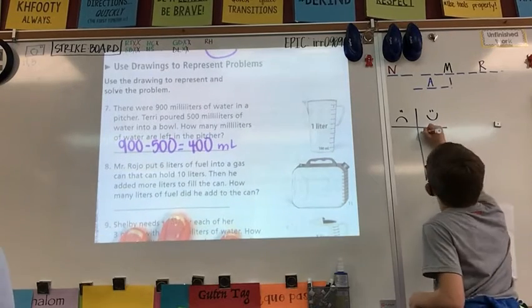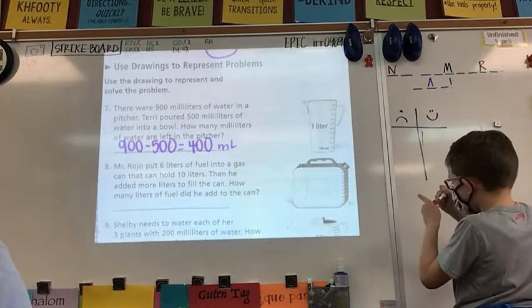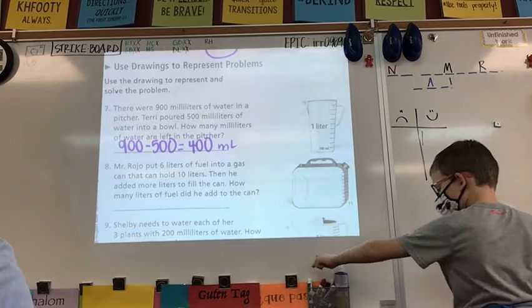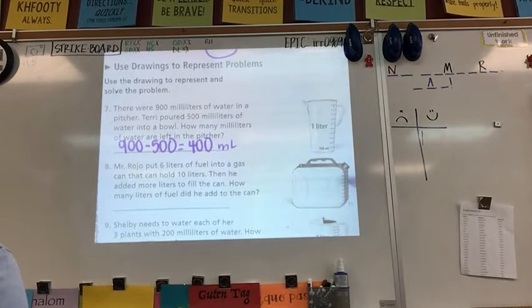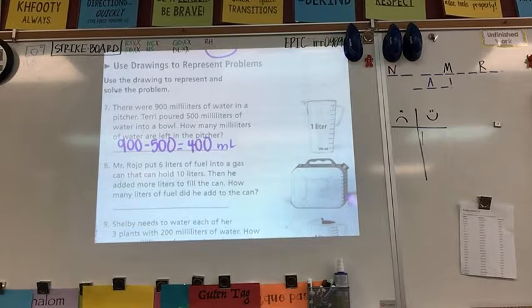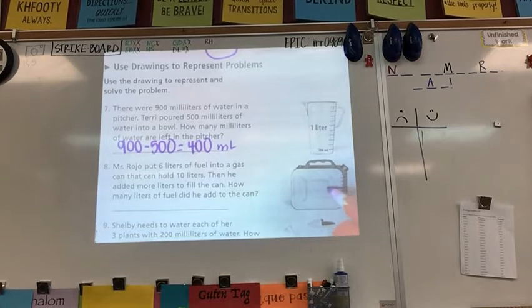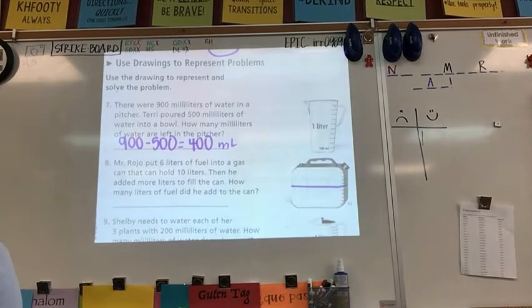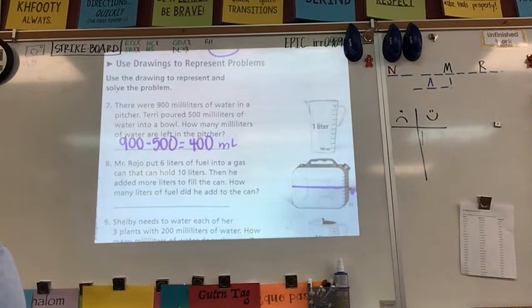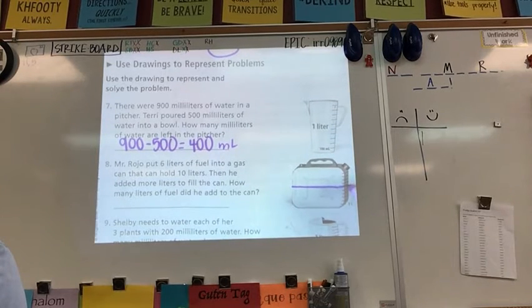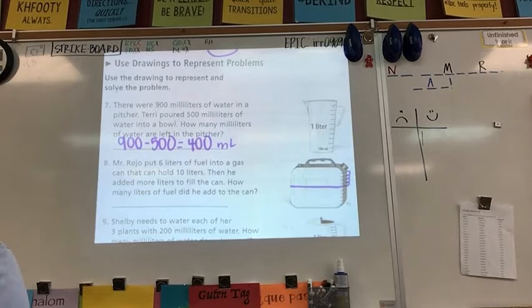Mr. Rojo put 6 liters of fuel into a gas can that can hold 10 liters. So, showing me this gas can that's 10 liters tall, he put in 6 liters: 1, 2, 3, 4, 5, 6. Then he added more to fill the can. Let's go ahead and count: 1, 2, 3, 4. How many liters of fuel did he add to the can?